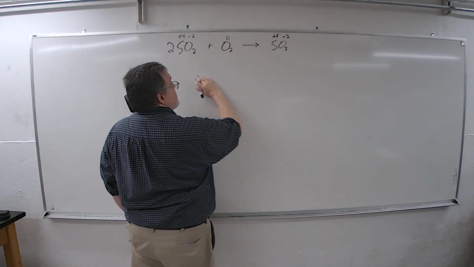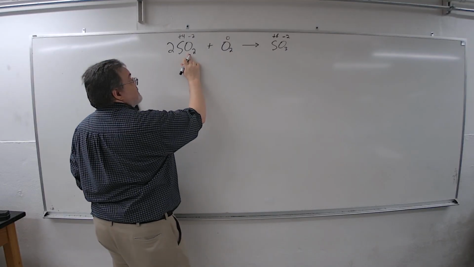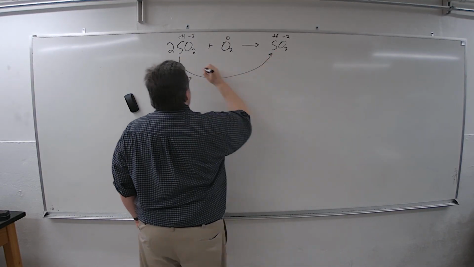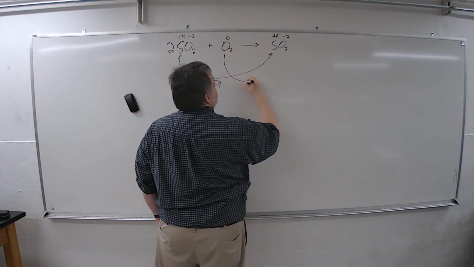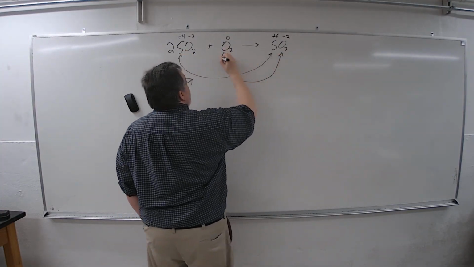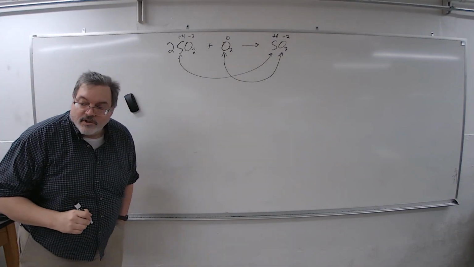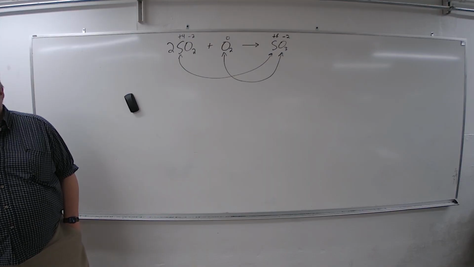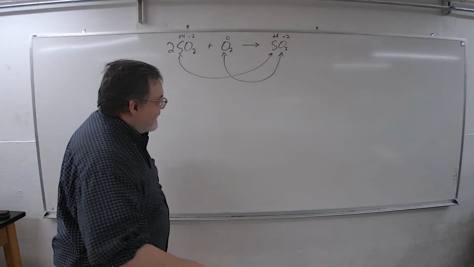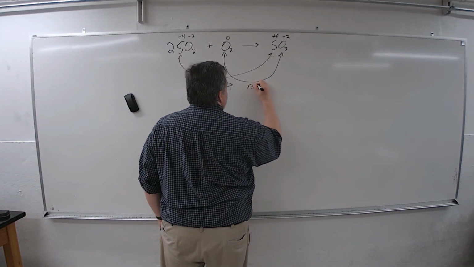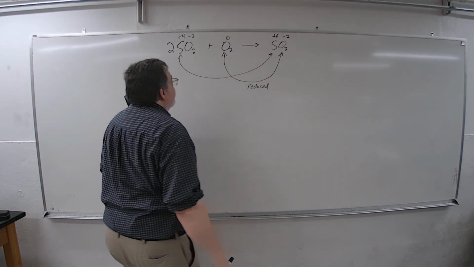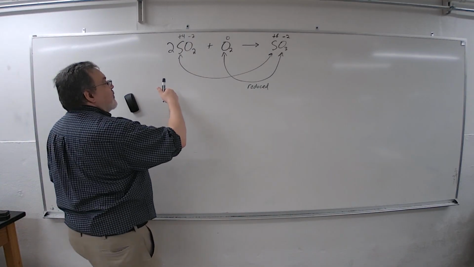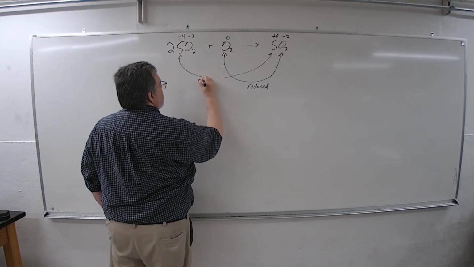Now, this oxygen doesn't change across here, so we're just going to ignore that one and look at what's left. Sulfur does that, and this oxygen does that. Which one of these had its charge reduced? Oxygen. It went from 0 down to negative 2. And sulfur had its charge go up from 4 up to plus 6.